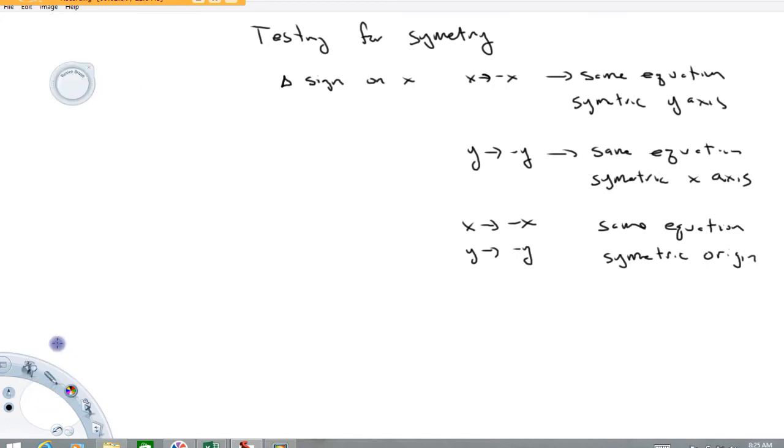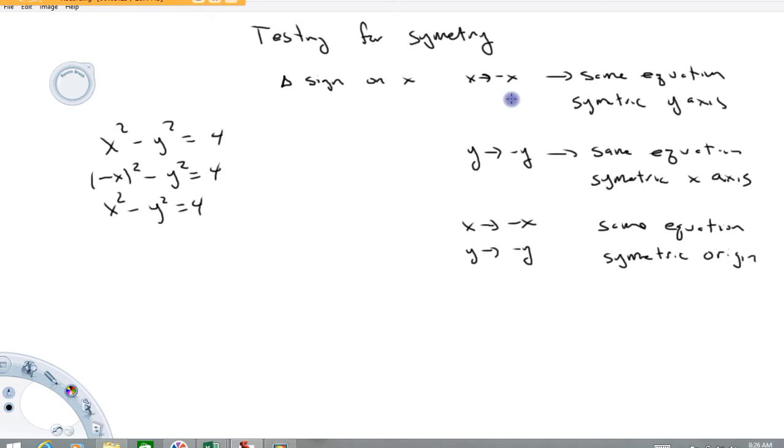All right, let's try x squared minus y squared equals 4. Okay. Change the sign on x. Simplify it. Compare to the original. This is the same, so this graph is symmetric about the y-axis.